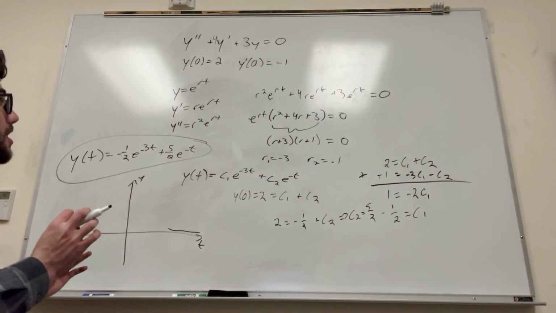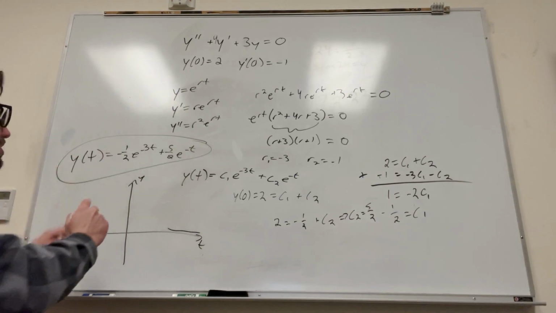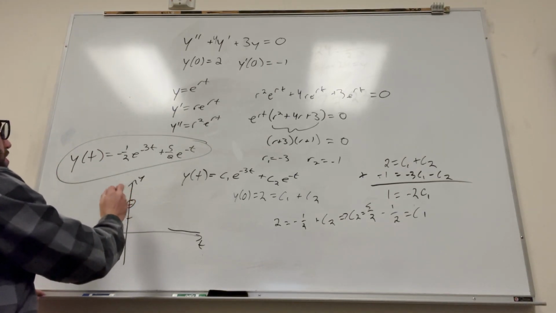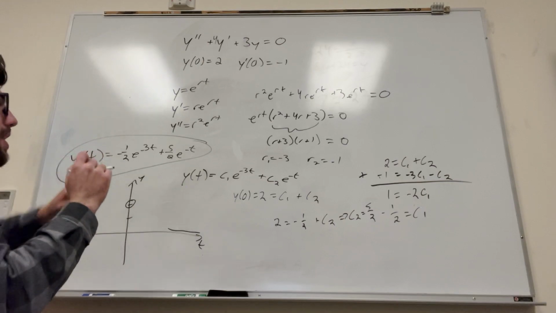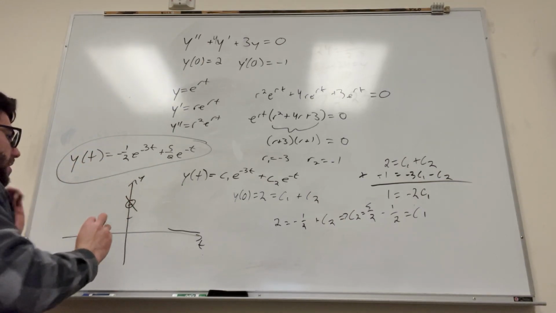All right, let's look at 0. When we're at t is 0, we're going to be at 2. So here's 2. And then our slope is going to be negative 1, like that.